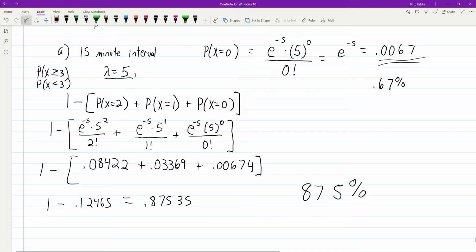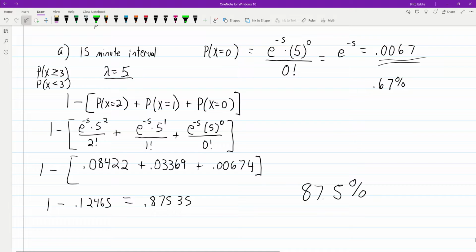at least 3. And again, you can't really work at least 3 because 3 people could use the ATM, or 4 or 5 or 6 or 7 or 8 or 9 or 10 or 11. It could go on and on and on forever. So you have to use the complement. You say 1 minus the probability x equals 2 plus x equals 1 plus x equals 0.